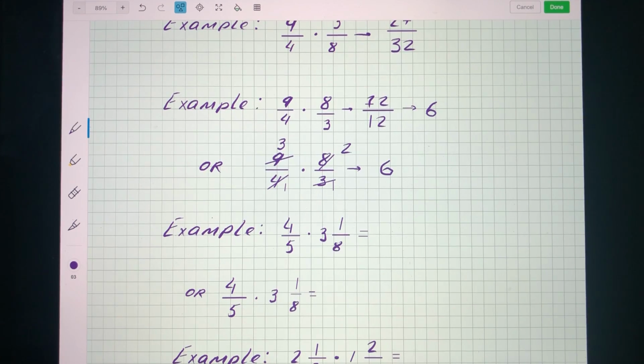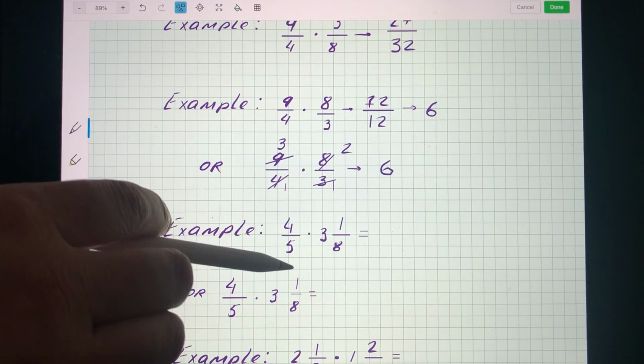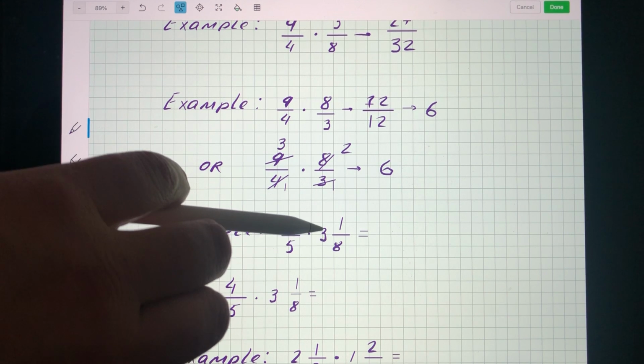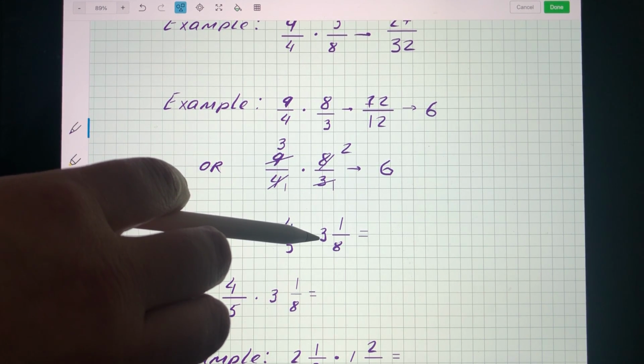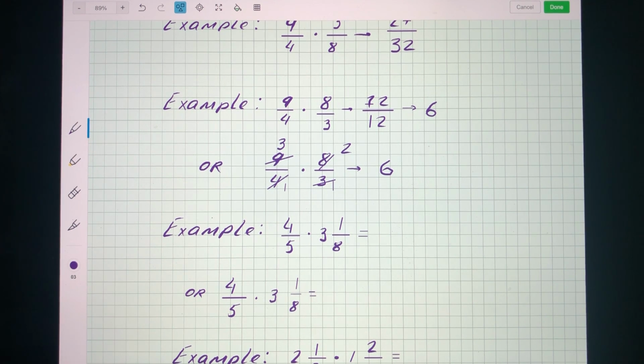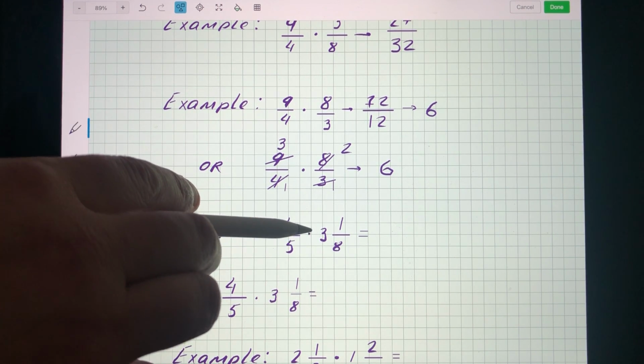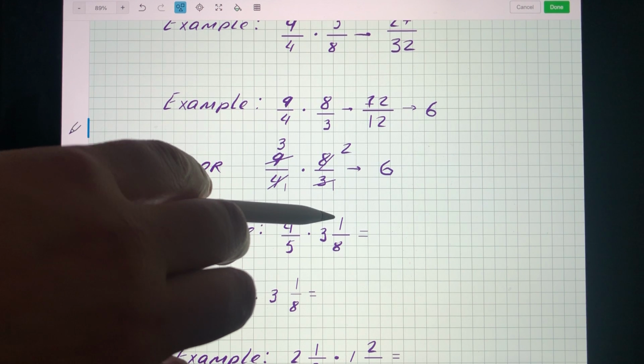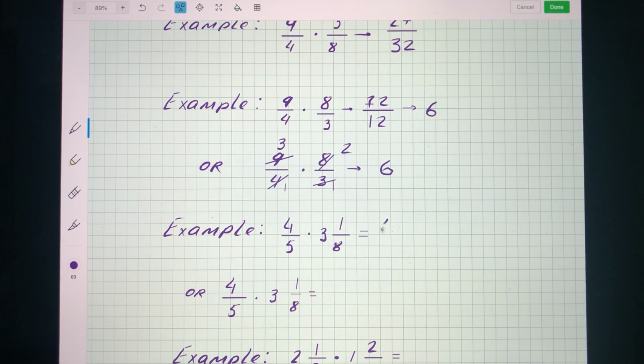Now, in this example, let's see how to multiply a fraction with a mixed number. So when we have a mixed number, we have two choices. One is we can convert this mixed number into an improper fraction and then multiply. Let's do that first. To convert to an improper fraction, we'll multiply 3 times 8 and then add that number to the top, which makes the first number unchanged, but the second, 3 times 8 is 24, plus 1 is 25, divided by 8.